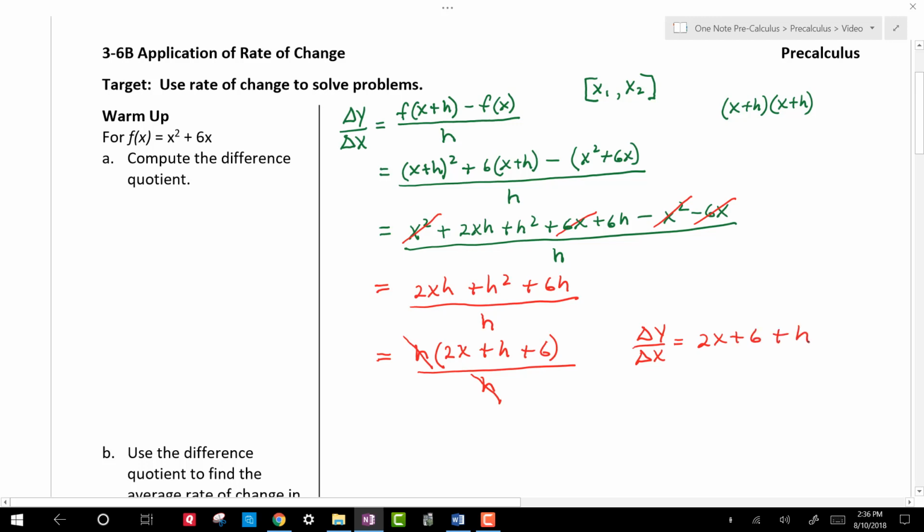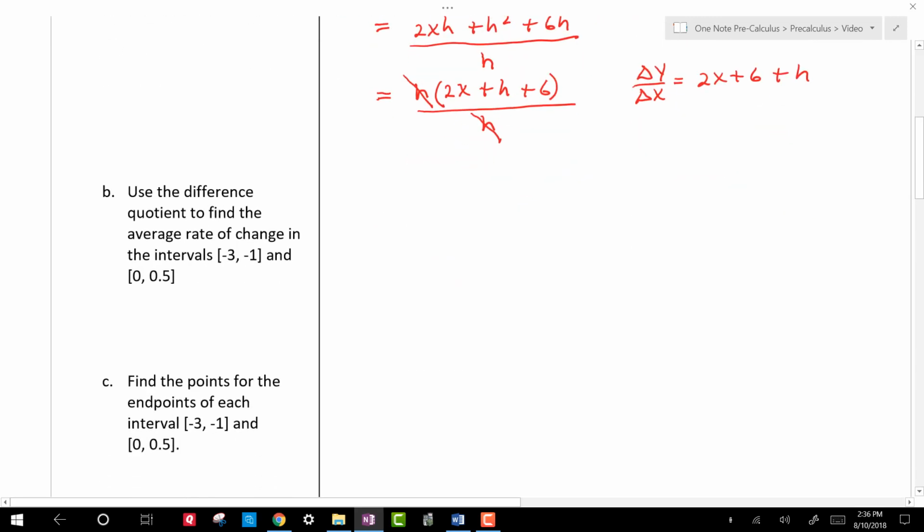So that formula will compute the slope between any 2 points now on the graph of f of x. And that's what we're going to do in the next part here. It says use the difference quotient to find the average rate of change in the intervals -3 to -1. So let's just start with that one. If I'm going to go from -3 to -1, the first thing I need to know is what h is, because the -3 is the x in the formula. So this is my x1 here, and this x in the formula right here is also considered x1.